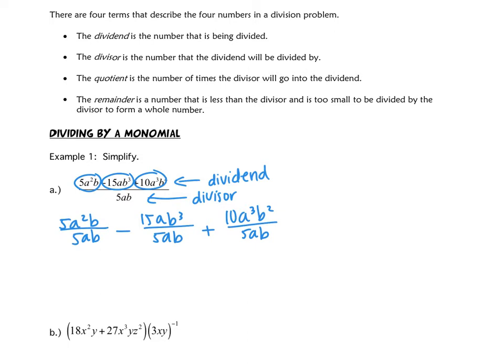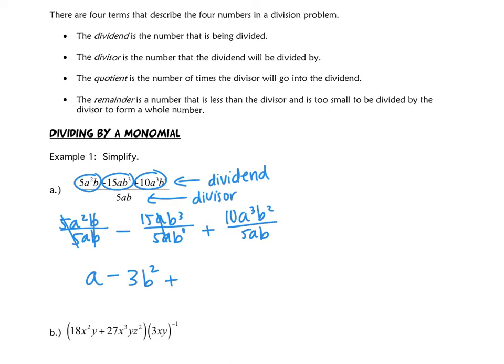And now this is just exponent properties, what we did at the beginning of the chapter. In the first fraction, those 5's cancel out, and the b's cancel out. A squared divided by a is just a. In our next fraction, 15 divided by 5 is 3. Those a's cancel. And then b cubed divided by b. Well, remember that b in the denominator has a 1, and you are subtracting the exponents. So we get b squared.